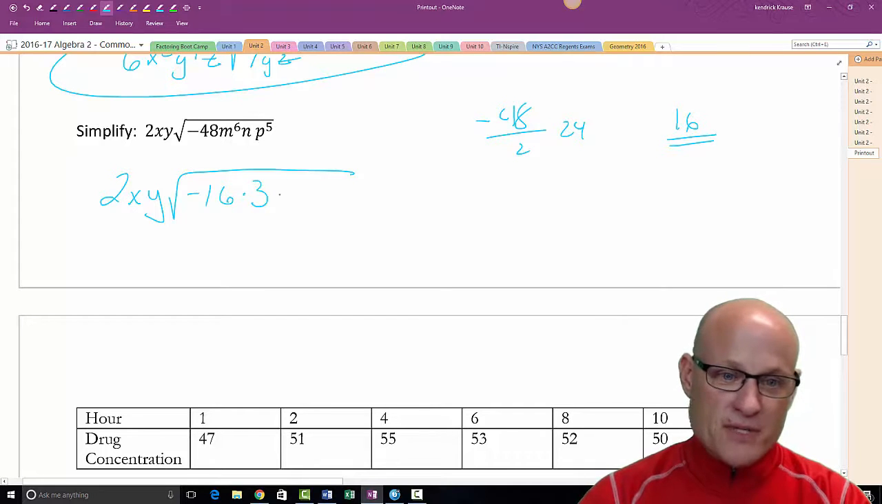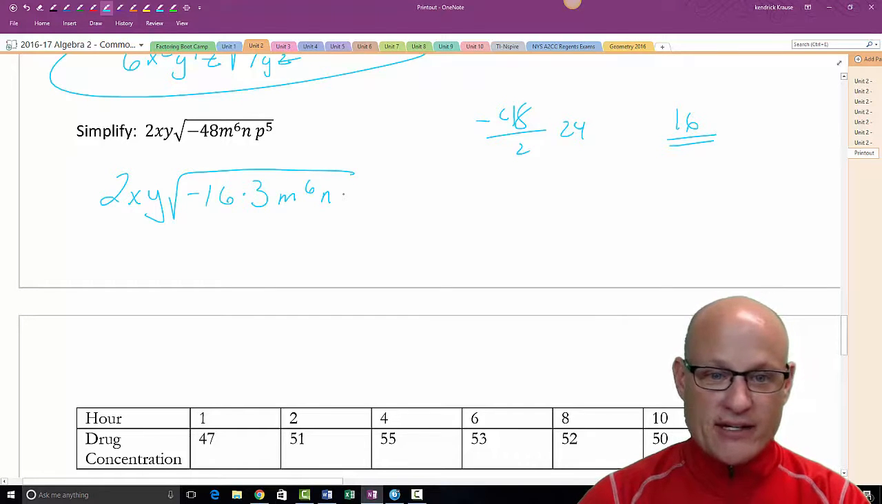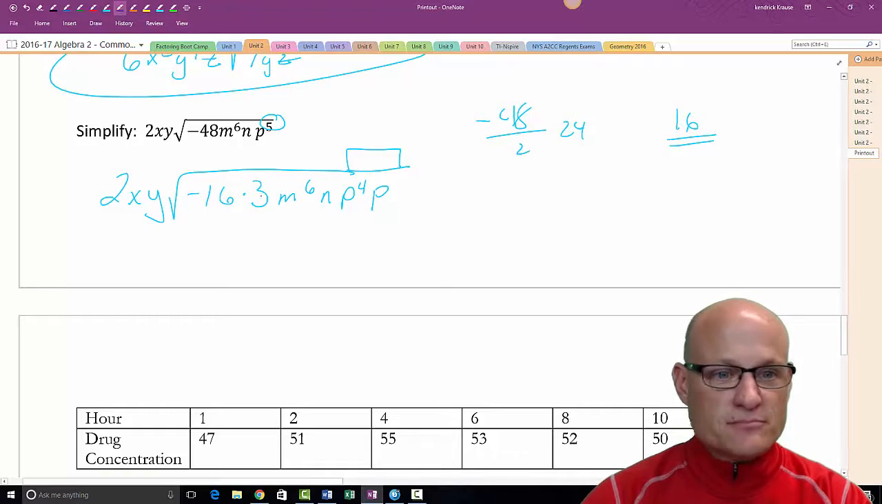-16 times 3. M to the 6th. N. P to the 4th. And P. Remember, we got to make 5. That's why there's 5 here. All right. Square root of -16. This is where you might make a mistake.